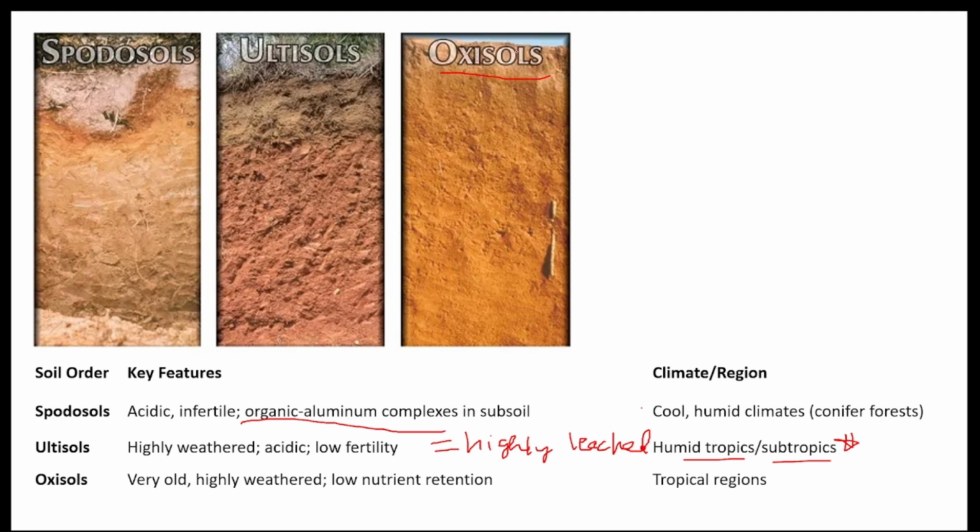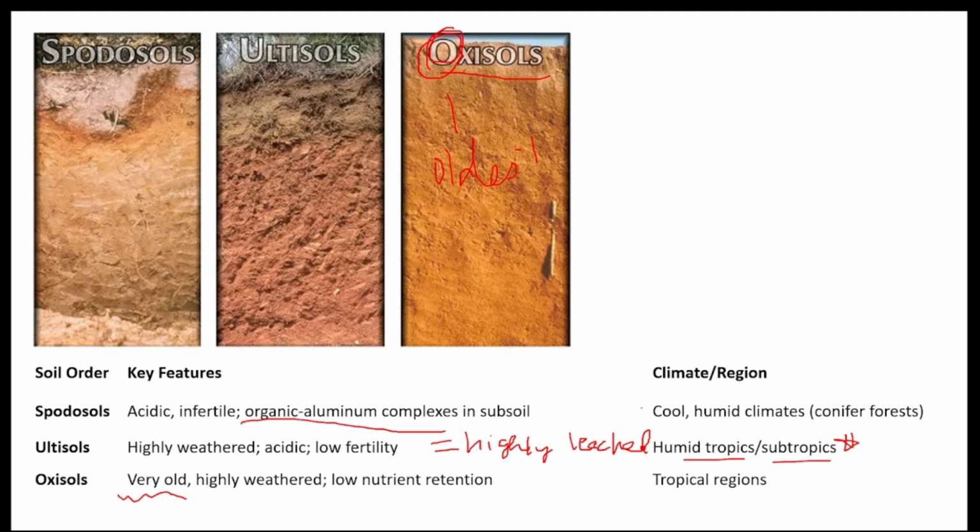Oxisols is very easy. Oxisols, see it has O here. O means what? Oldest. Oxisol is the oldest soil. It is found in where? Tropical region. Well, this is okay, but the characteristic that you should remember is that it is very old.